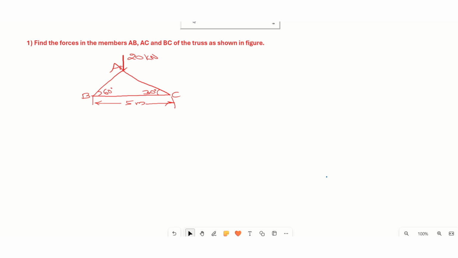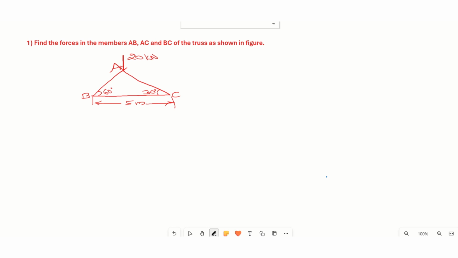Here, the question is given: find the forces in the members AB, AC, and BC of the truss as shown in the figure. It is a triangular portion. Here this is AB, this is BC and AC. You have to analyze this truss by using the method of joints. At point A the load is 20 kilonewtons, the length of BC is 5 meters, the angle at B is 60 and the angle at C is 30 degrees.